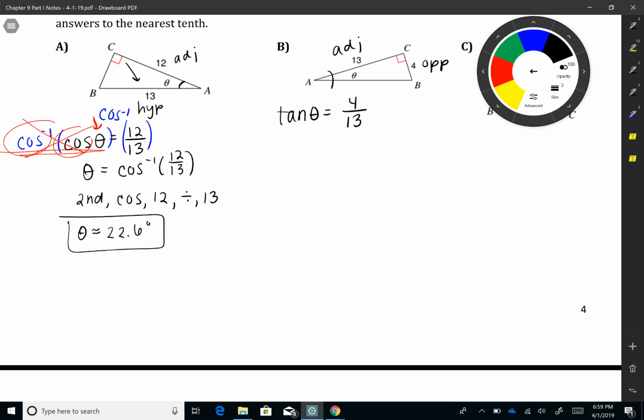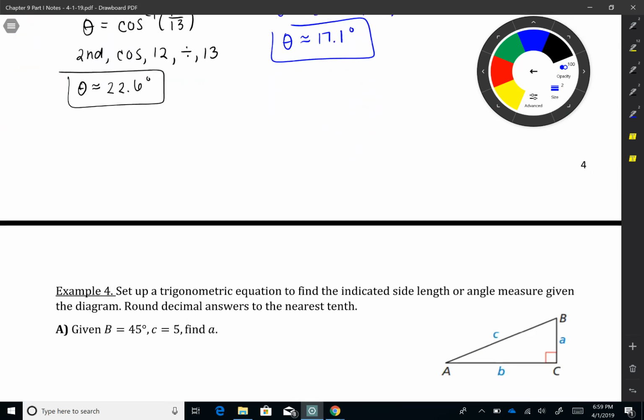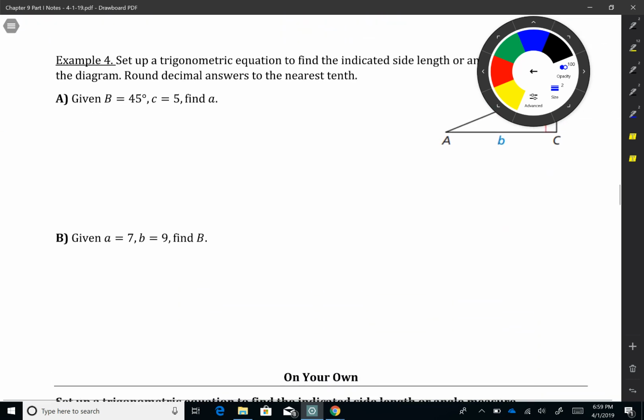And so remember, to undo this tangent, we're going to do the inverse tangent. So when I take the inverse tangent of both sides, I'm just going to be left with theta on the left. But on the right, I'm going to go inverse tan of 4 divided by 13. So you're going to type second tan 4 divided by 13. And you're going to get approximately 17.1 degrees. Okay. We are just going to do A for this one, and then the rest will be saved for class time.